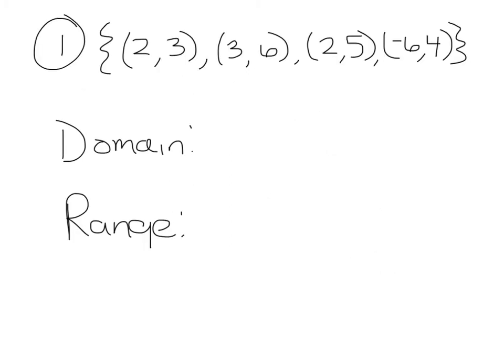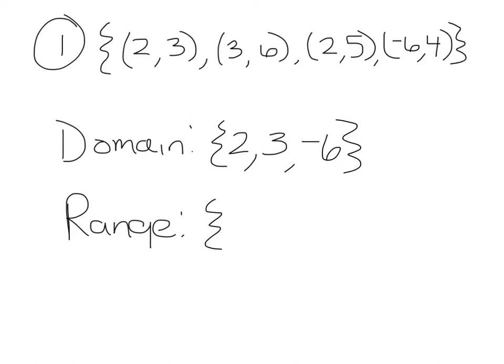Okay? All right, so let's start with a set of points. We have this set of points here, (2, 3), (3, 6), etc. And we just want to list our domain and range. So your domain, again, is your x values. Your x value in (2, 3) is just going to be a 2. Your x value in (3, 6) is a 3. Your x value in (2, 5) is going to be the 2, but we've already listed a 2 here, so we're not going to list it again. And then your x value in (-6, 4) is the -6. So there would be your domain, or your x values, of that relationship. And again, we never list a value more than once.